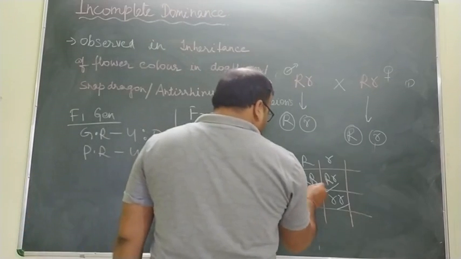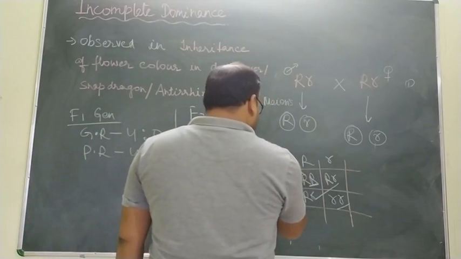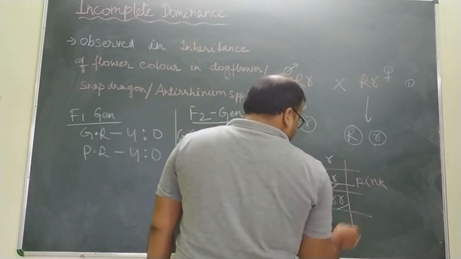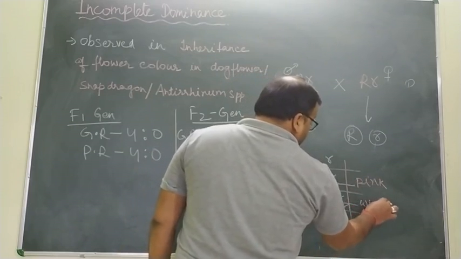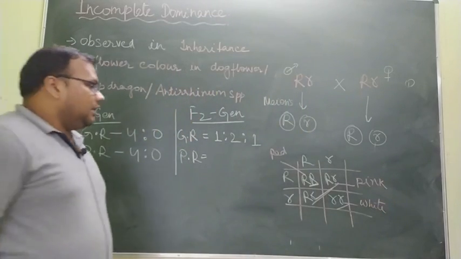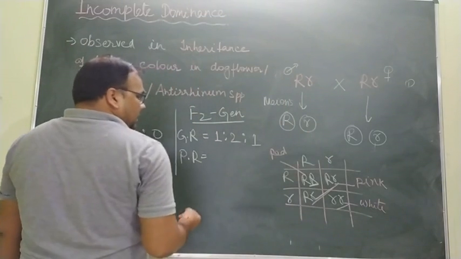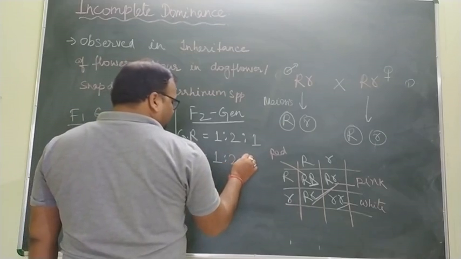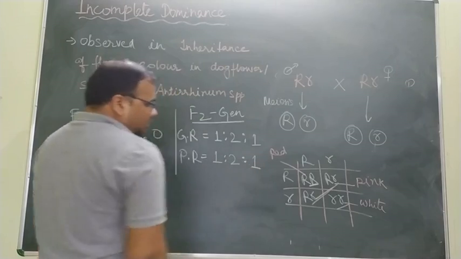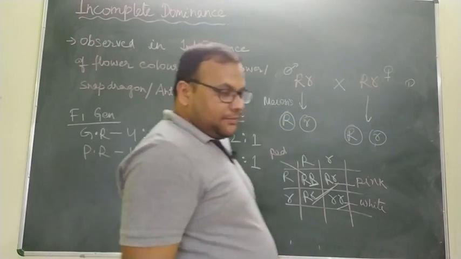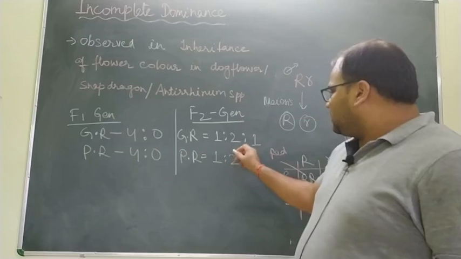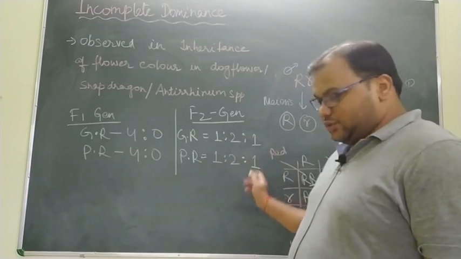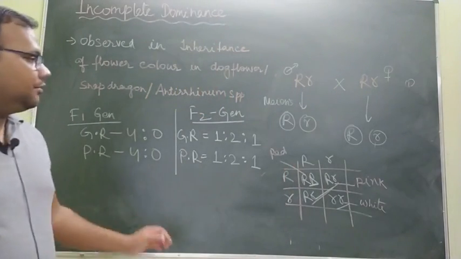This plant, capital R capital R, is going to be red. This plant will be red. These intermediate plants will be pink. And this will be white. So all three phenotypes will appear in case of F2 generation, and their ratio will be 1 red, 2 pink, and 1 white. So what we see in case of incomplete dominance is that in F2 generation the genotypic ratio and phenotypic ratio become the same, 1:2:1. So this is the example of incomplete dominance.